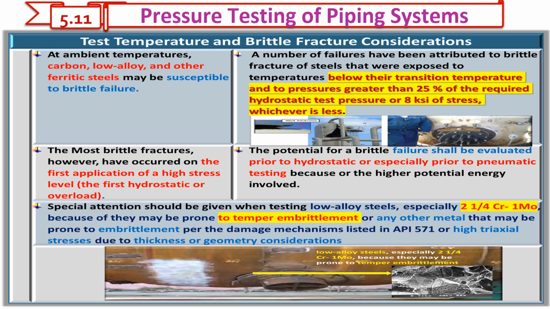Special attention should be given when testing low alloy steels, especially 2 1/4 chromium, 1 molybdenum, because they may be prone to temper embrittlement, or any other metal that may be prone to embrittlement per the damage mechanisms listed in API 571, or high triaxial stresses due to thickness or geometry considerations.